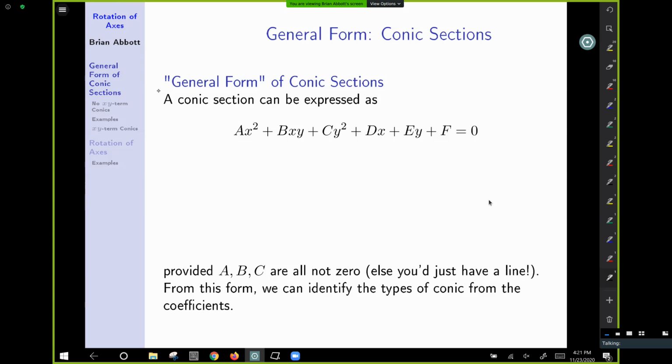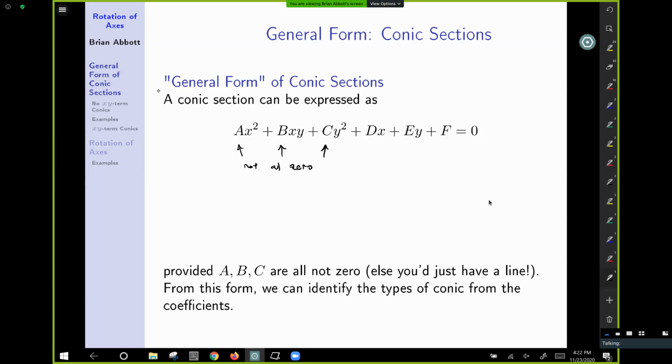So it says provided a, b, and c are not all 0. If all of those are gone, what are you left with? Just an x to the first and y to the first, and you would have a line. And this isn't about lines, so we know how to deal with that already. So you need an x squared or a y squared or an xy term, or any combination of those, to get an ellipse, hyperbola, or circle.